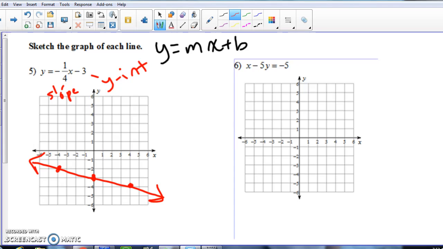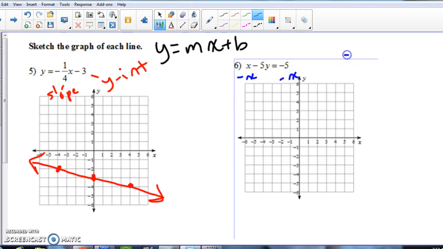Now, if I look at number 6, things are a little bit more tricky, mainly because my line is not in what we call slope-intercept form. So I need to do some work to get y by itself. So the first thing I'm going to have to do is move that x over. So I'm going to subtract x from both sides.